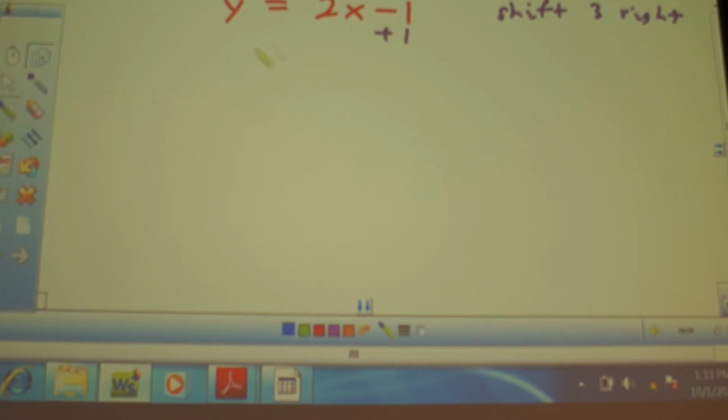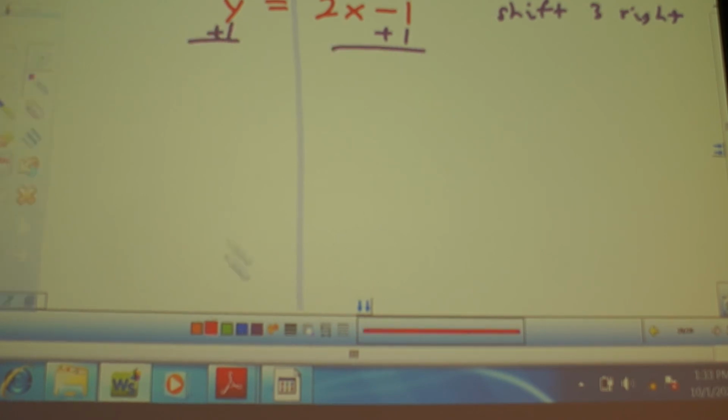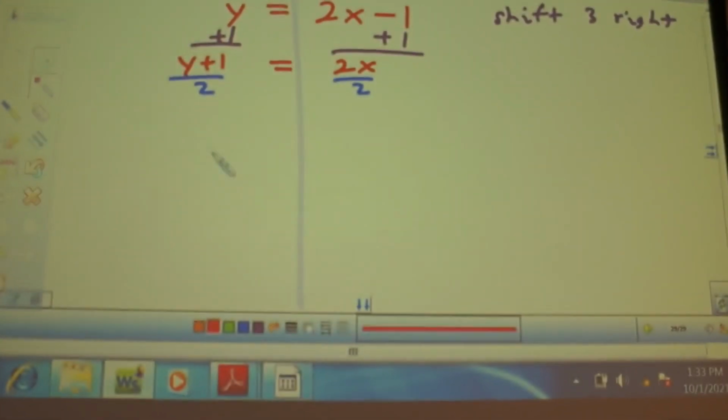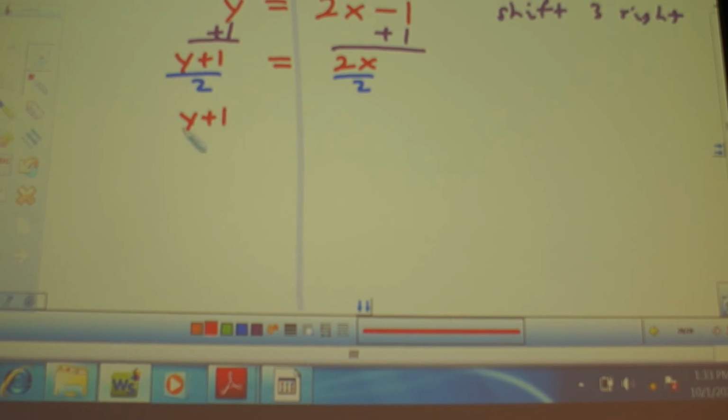First I'm going to draw my little railroad for success down the middle. And so on this side I'm going to do plus 1, which means on this side I have to do plus 1. So then that would give me y plus 1 equals 2x. And then what's the last thing I need to get x by itself? Divide by 2. Everybody okay with that part? Okay. So you can divide both sides by 2. So then I have y plus 1 over 2 equals x.